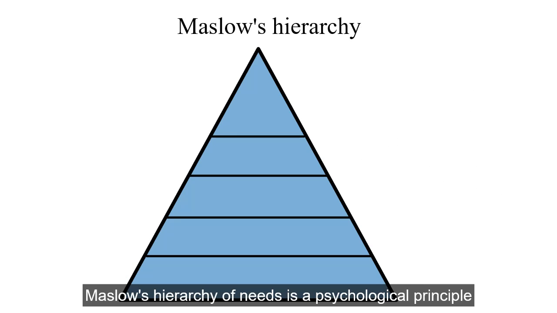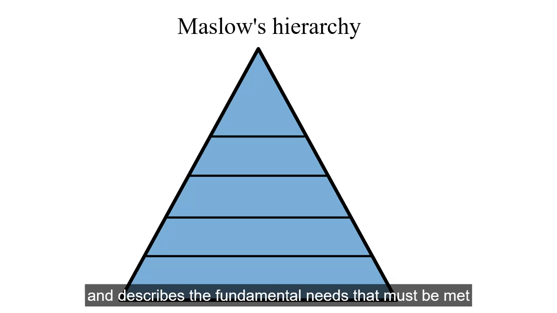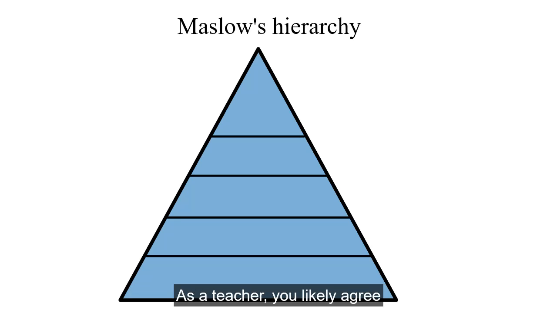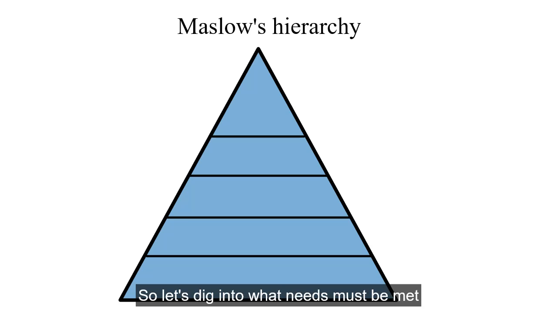Maslow's hierarchy of needs is a psychological principle developed by Abraham Maslow and describes the fundamental needs that must be met for an individual to achieve success and strive to be a better person. As a teacher, you likely agree that education is a pursuit of betterment and achievement. So let's dig into what needs must be met before a student can enter your classroom ready to achieve the learning objectives outlined in Bloom's taxonomy.